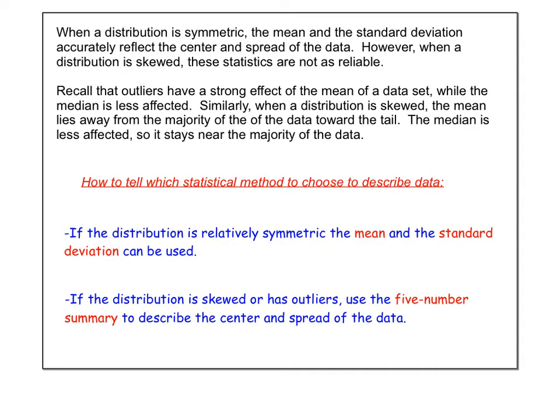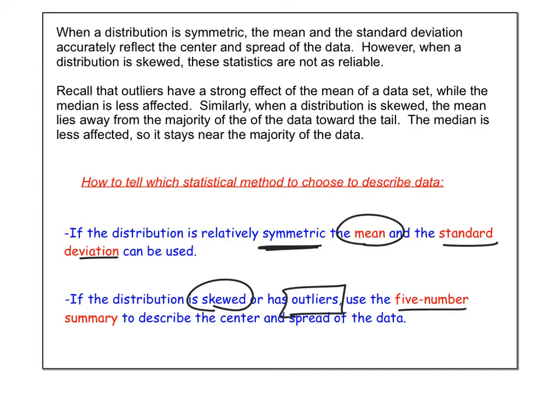The bottom line is this: if a distribution is relatively symmetric, the mean and standard deviation can be used. However, if we have a skewed distribution, where there are outliers taking place, then we want to use the 5-number summary.